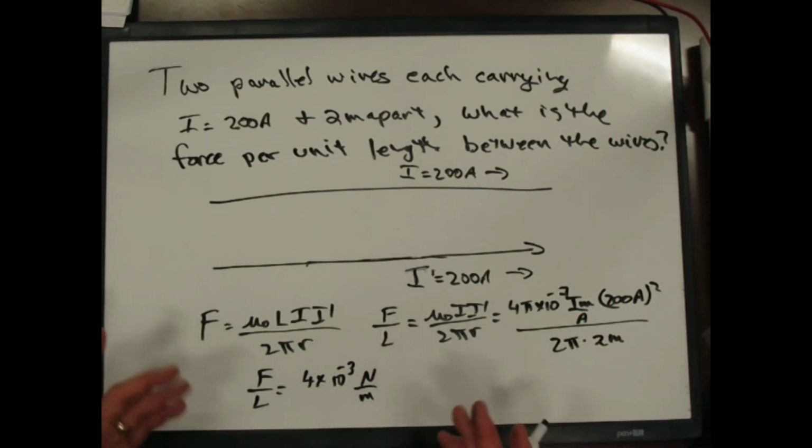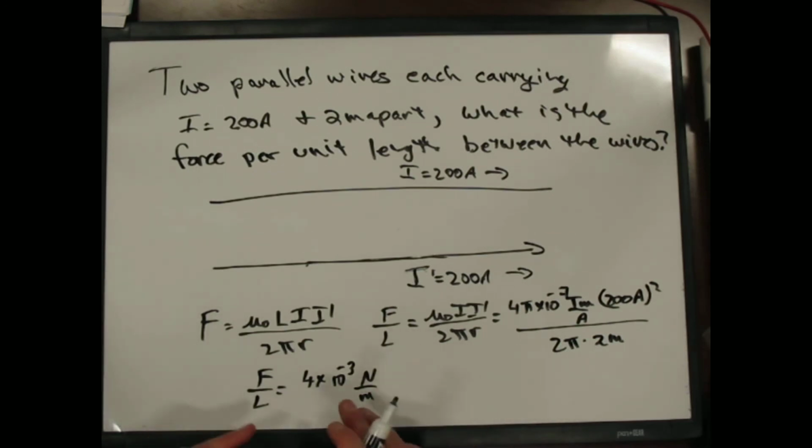Wires carrying large currents that aren't too far apart can attract each other. This is a small force, but it's for every meter of wire, and so they can have a small effect on each other.